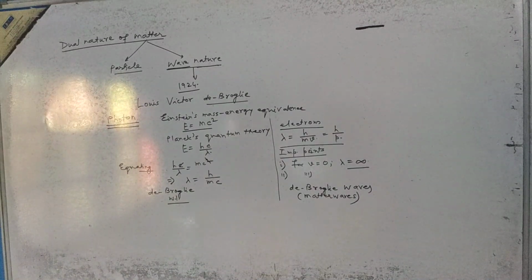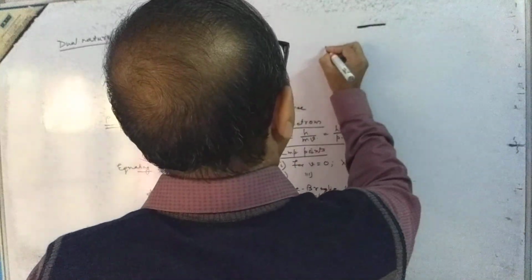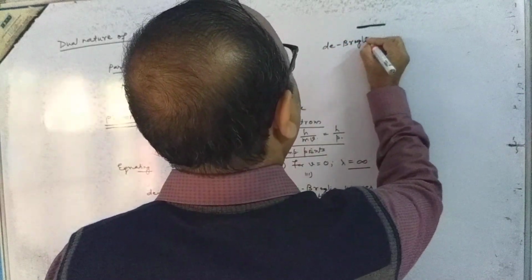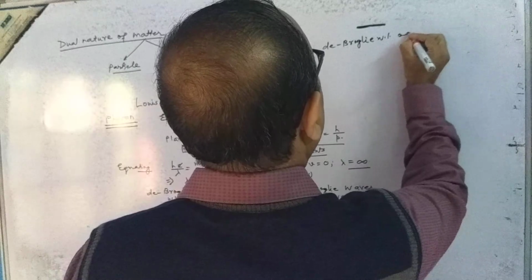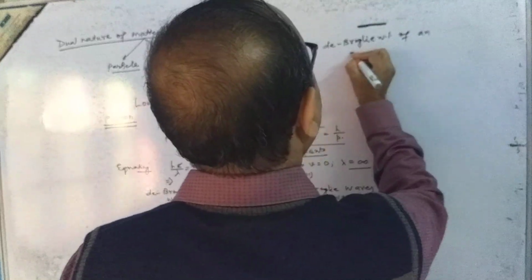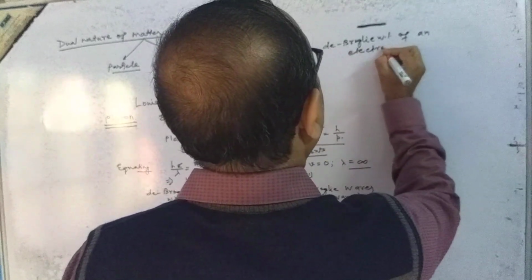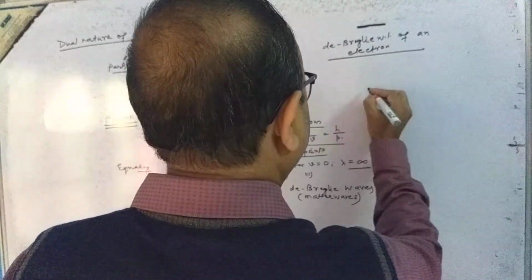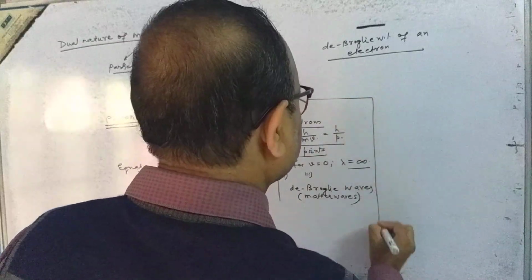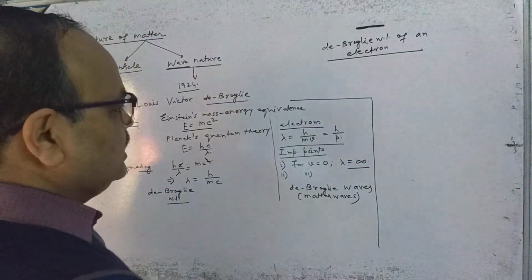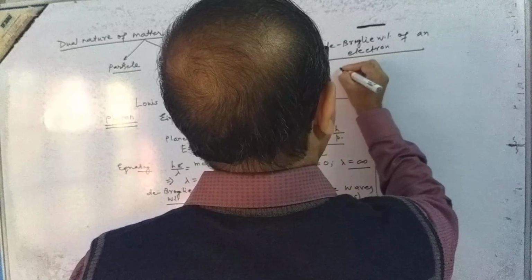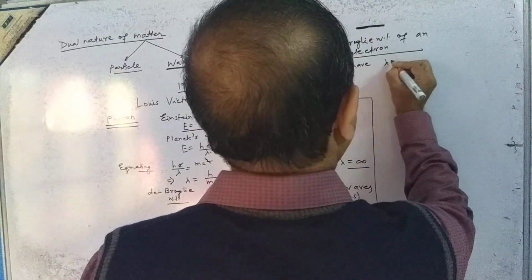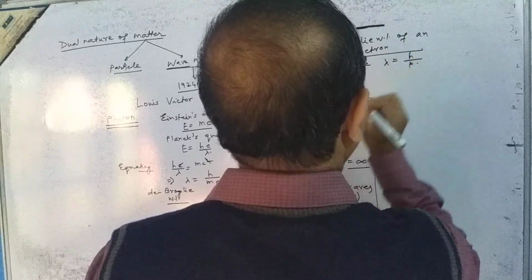Now let us find out an important point, the de Broglie wavelength of an electron. How to find it out? We have lambda is equal to h by p.